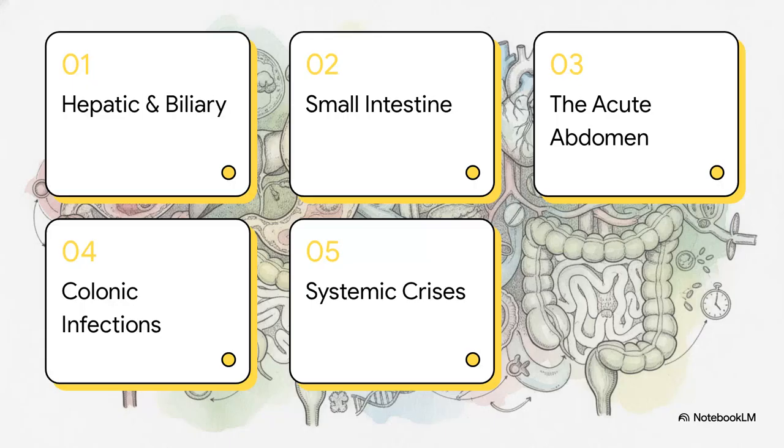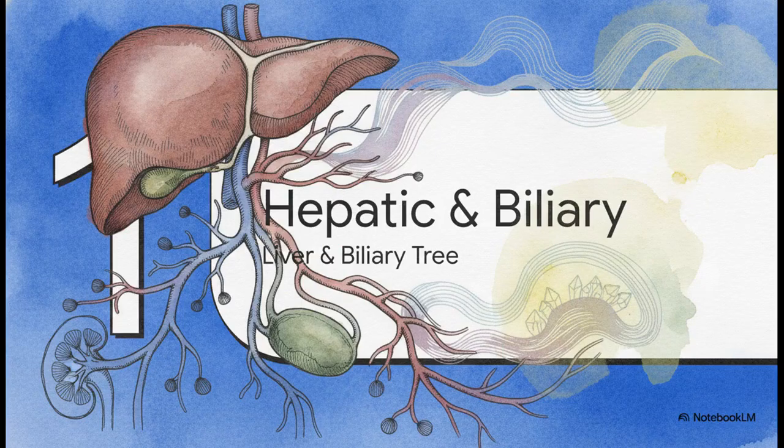Here's the plan. We've got 5 main areas: hepatic and biliary syndromes, small intestinal pathologies, the acute abdomen, severe colonic infections, and finally, systemic crises and toxidromes. Starting off with Section 1, Hepatic and Biliary Syndromes.